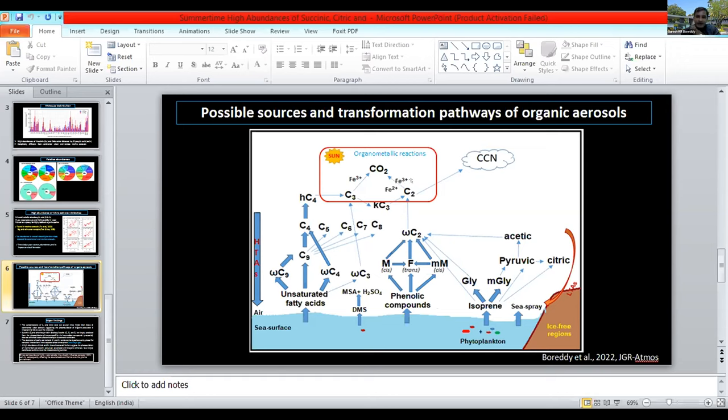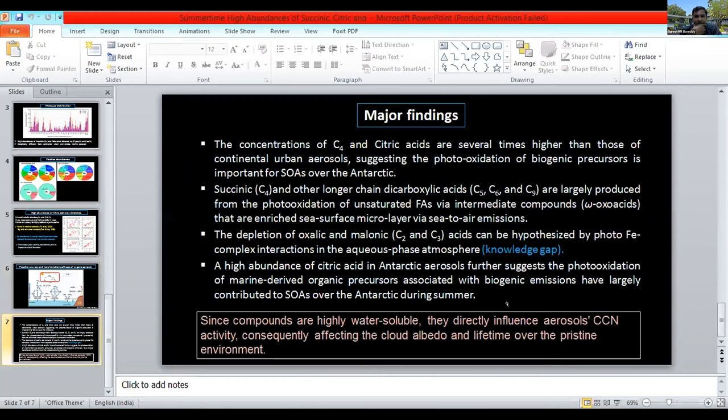But however, in our study, we found a very low abundance of oxalic acid, which may be due to organometallic interactions. So we hypothesize that the oxalic acid may react with the mineral dust particles or iron particles in the atmosphere in the presence of an aqueous atmosphere, and then it will be converted into CO2 gas. This is the hypothesis that we noticed in our study period. All these results are because these dicarboxylic acids are highly water soluble. Because of their water soluble nature, they have a direct implication toward CCN formation over the Antarctic. These are the major findings from the study.